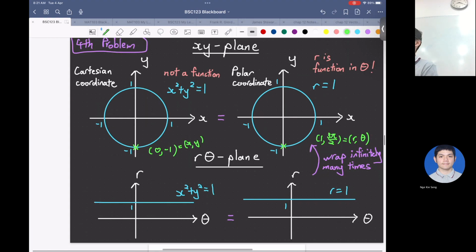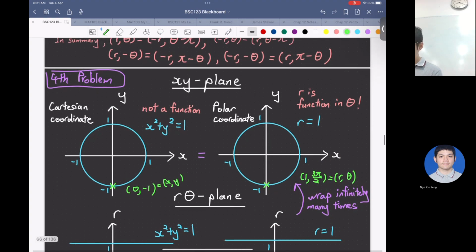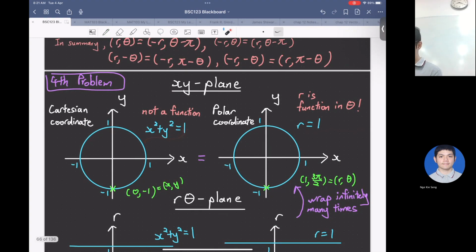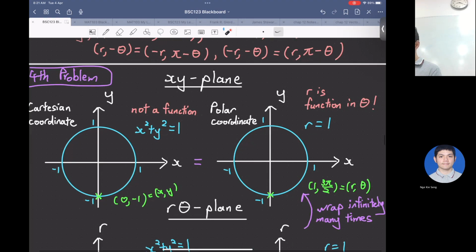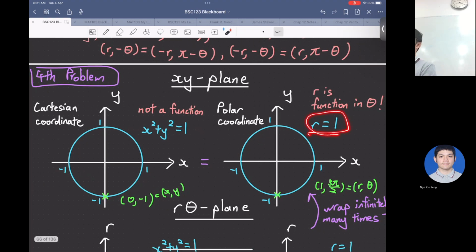Make sense? Even though we change, these two are both circles of radius 1 centered at 0. In Cartesian coordinates, it is x squared plus y squared equals 1. But in polar coordinates, we just use r equals 1. One benefit of using polar coordinates is that x squared plus y squared equals 1 is not a function, but if you turn it into polar coordinates, it becomes a function.